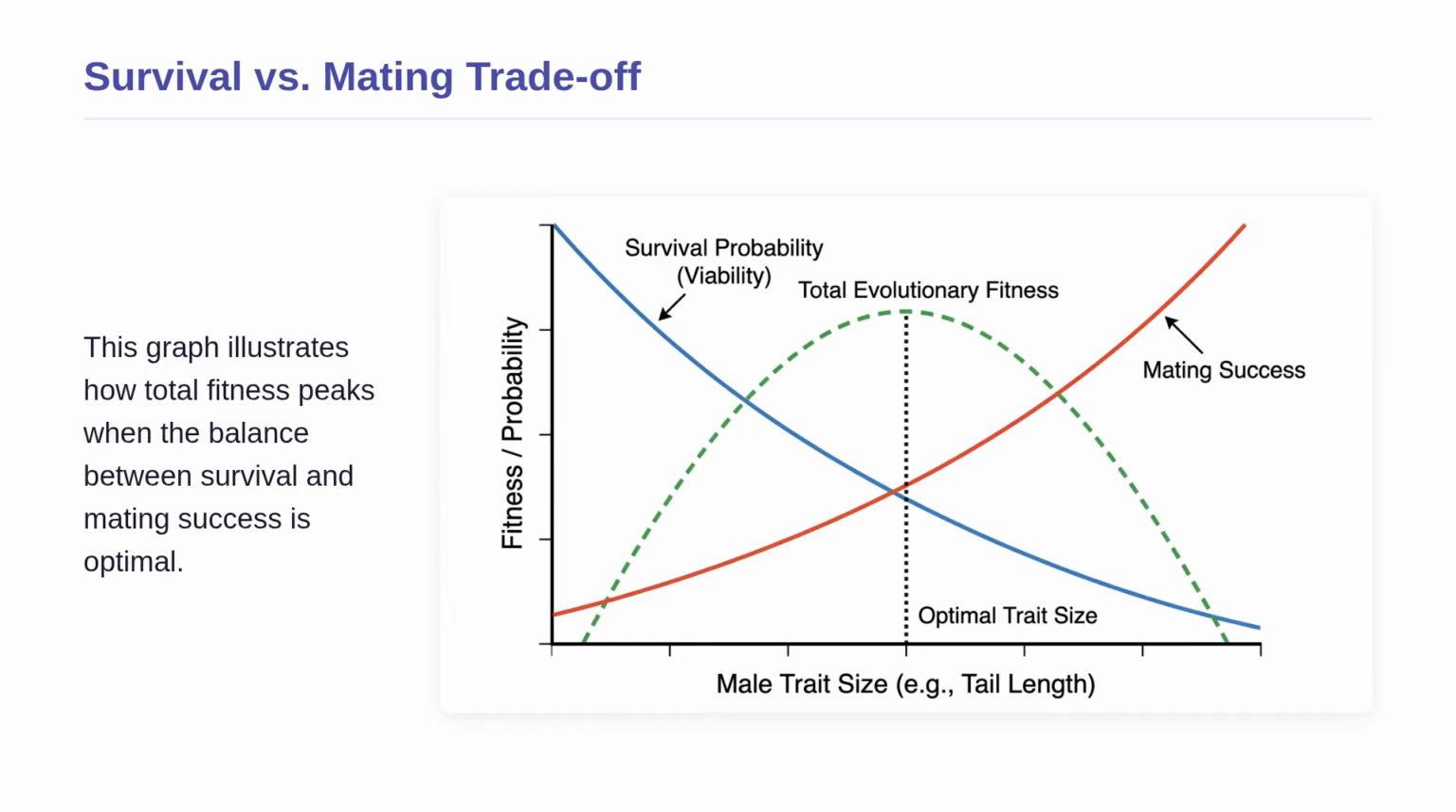The dashed green curve is the product of these two lines, representing total evolutionary fitness. Notice how it forms a peak in the middle? That peak is the optimal trait size, where nature perfectly balances the cost of carrying a heavy ornament against the massive benefit of producing more offspring.